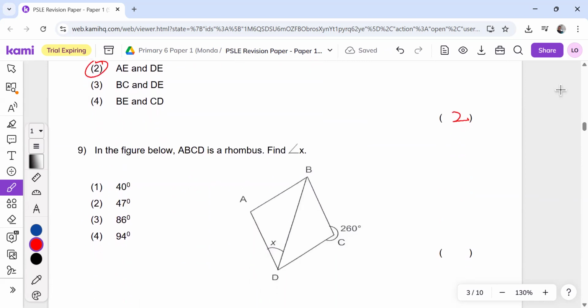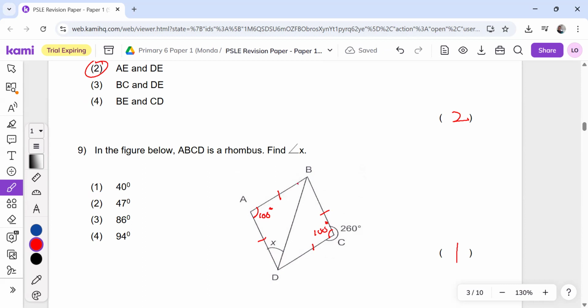Okay, rhombus. What do we know about rhombus? Question 9, the answer is number 1. And what is special about rhombus? Rhombus is made of two isosceles triangles. And not only that, rhombus has all equal sides, and the two triangles are identical. So which means that, can you find this angle here? 360 minus 160, 100, and then the opposite angle is also the same.